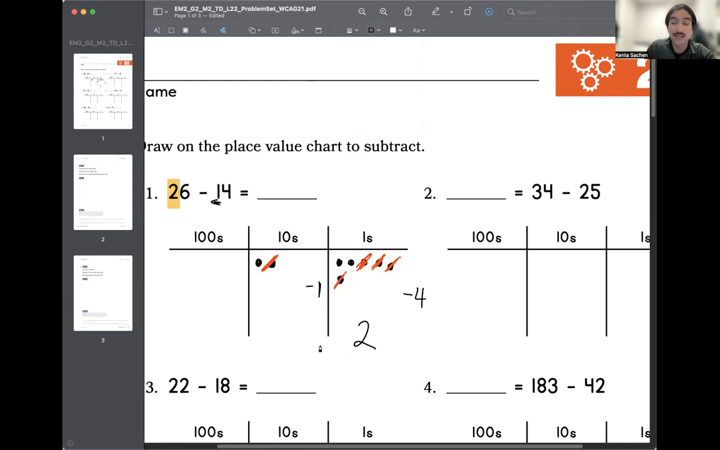And how many 10s am I left with now? How many 10s, Oliver? Yeah, 1 ten. So what am I left with? One 10 and two ones, or 12. So 26 minus 14 is equal to 12.